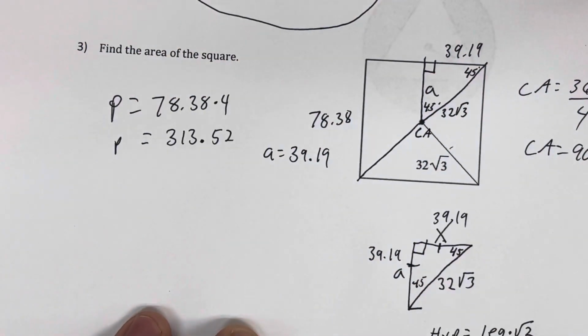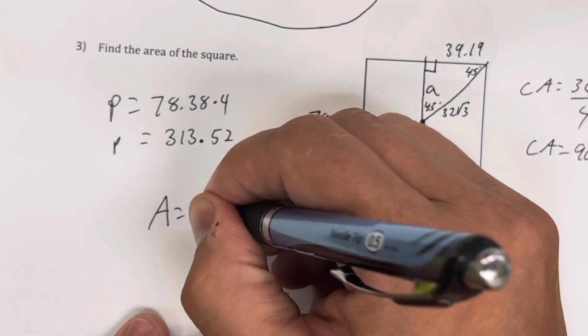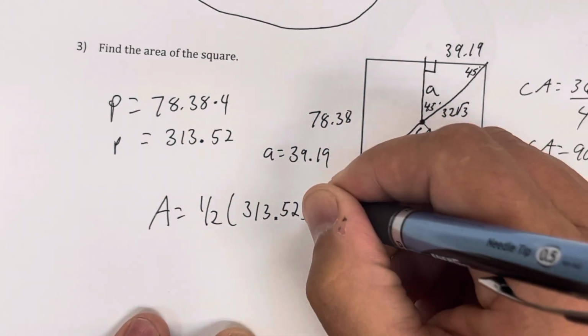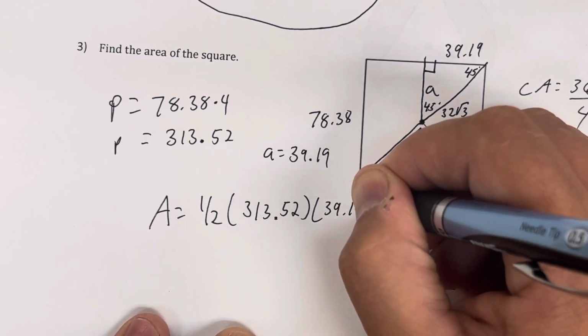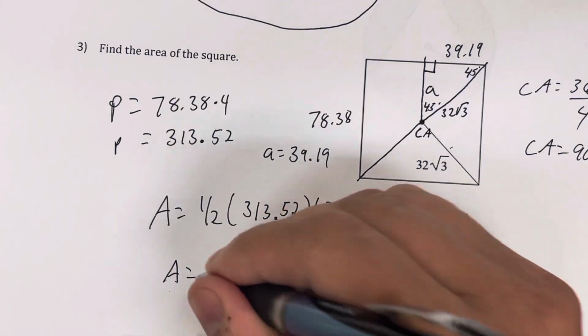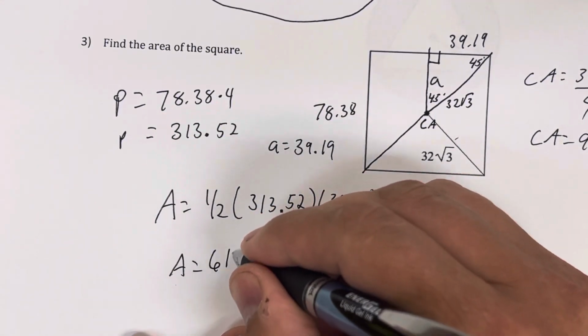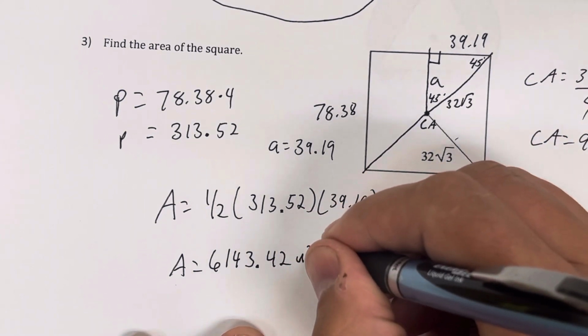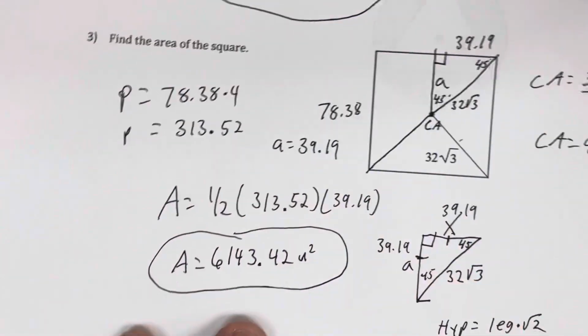I can plug this into the formula. Area equals 1/2 times the perimeter, 313.52, times the apothem, 39.19. Plug that into my calculator. 1/2 times 313.52 times 39.19. This is a big one. Area is equal to 6,143.42 units squared. We found the area.